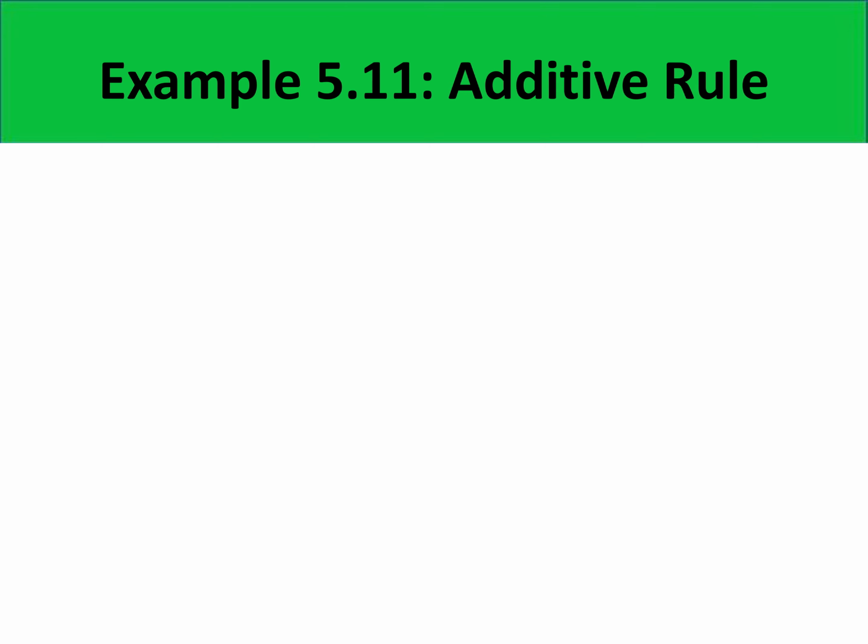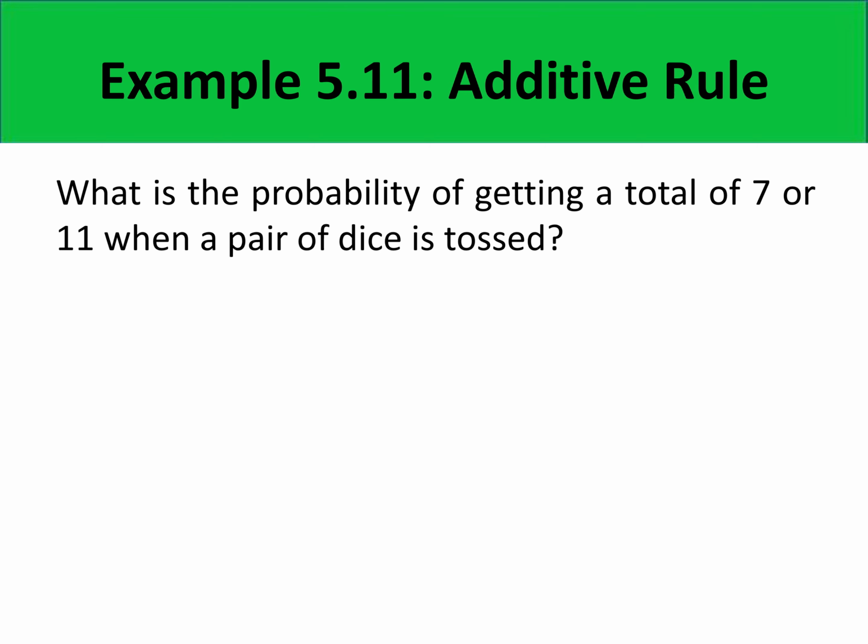Let us have another example. What is the probability of getting a total of 7 or 11 when a pair of dice is tossed? In this problem, the experiment is rolling a pair of dice and we're looking for the probability of getting a total of 7 or a total of 11. The word "or" indicates that we're looking for the probability of the union of two events. Let A be the event that the outcome on the pair of dice will have a total of 7, and event B would be the event wherein the outcome will have a total of 11.